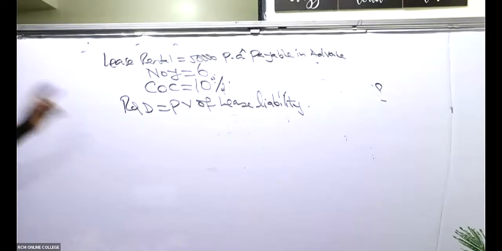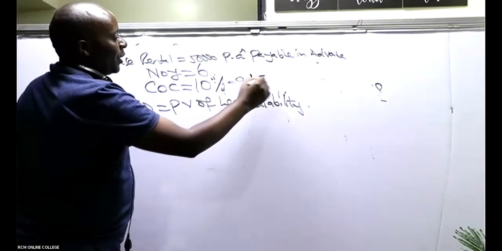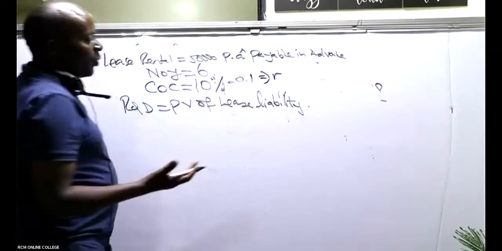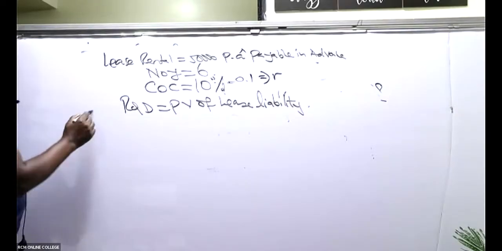And then the number of years is how many? 6 years. And then we have our cost of capital, which is 10%. Remember, 10% is the same as 0.1. And of course, this is our R, which is the required return. So the first thing that I would recognize here while solving this is very easy. You must be remembering this.